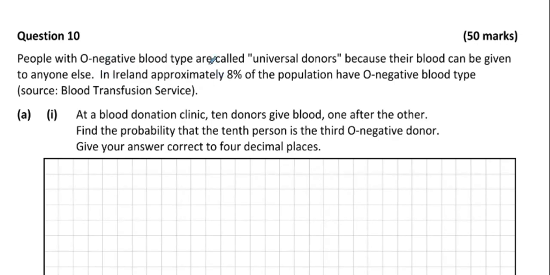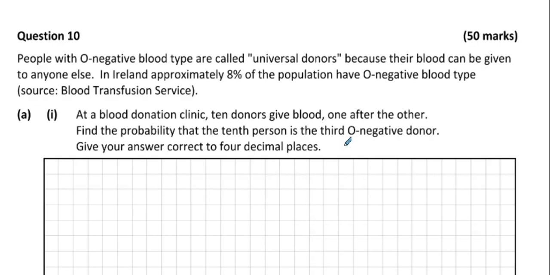People who are O negative are called universal donors because their blood can be given to anyone else. In Ireland, approximately 8% of the population have O negative blood type. See the source, Blood Transfusion Service. At a blood donation clinic, 10 donors give blood, one after the other. Find the probability that the 10th person is the third O negative donor.